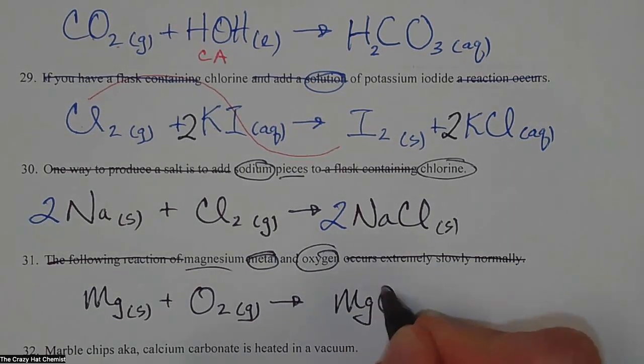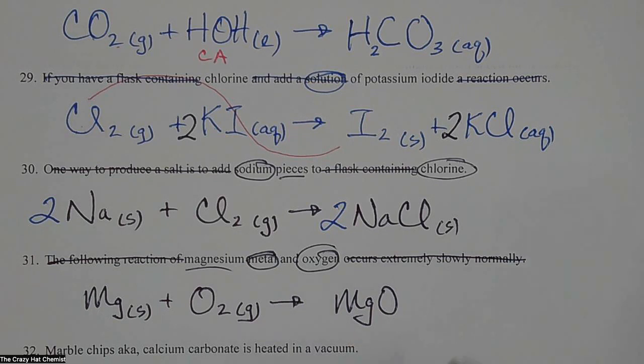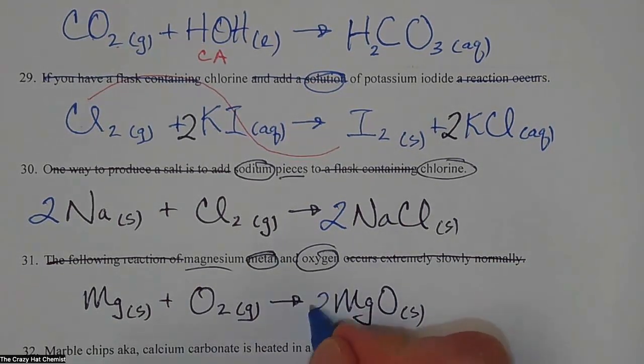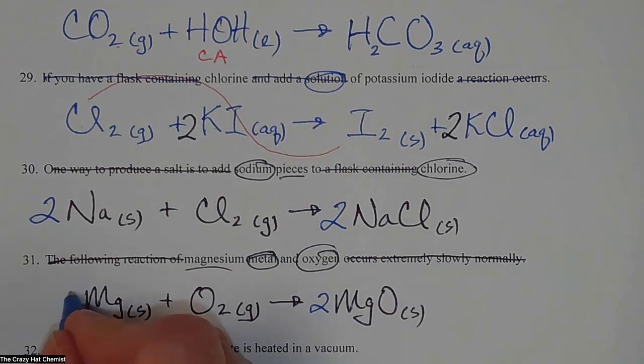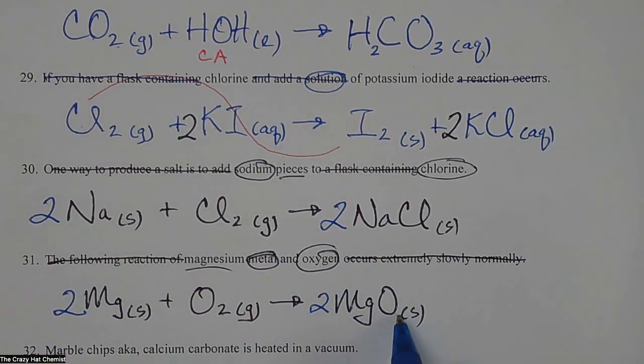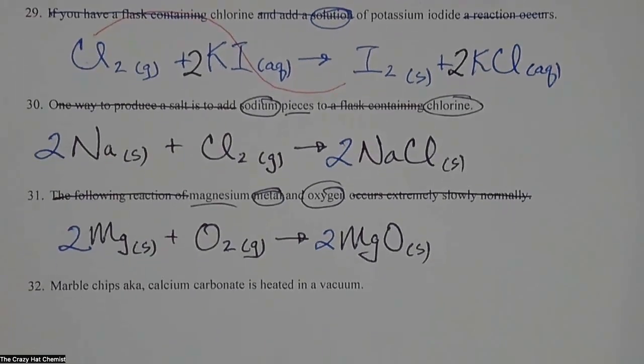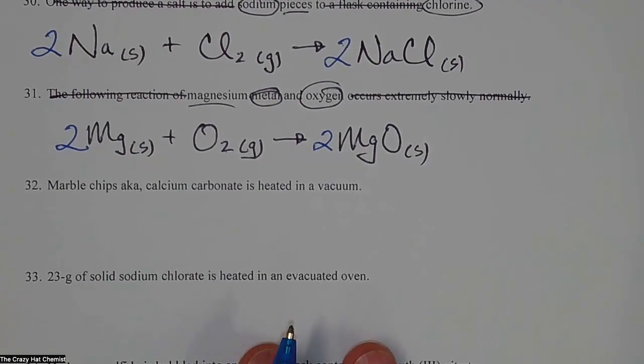So I get MgO. Is there any water involved in this? No. So therefore, this is a solid. There are two oxygens. Now there are two magnesiums. Notice I didn't put a 2 over here. You cannot change the formula once you write the correct formula. Okay, cool. And we are now on to number 32.